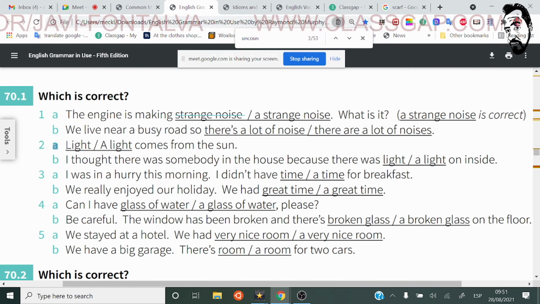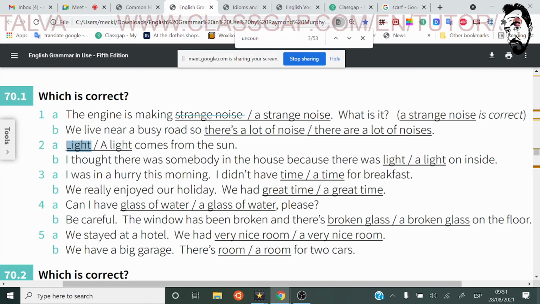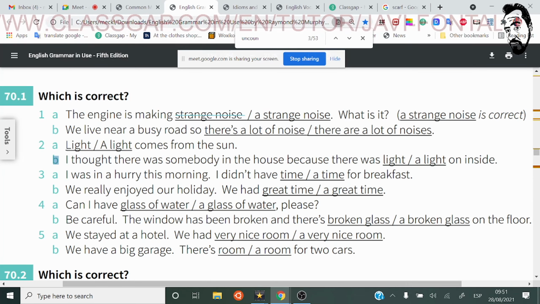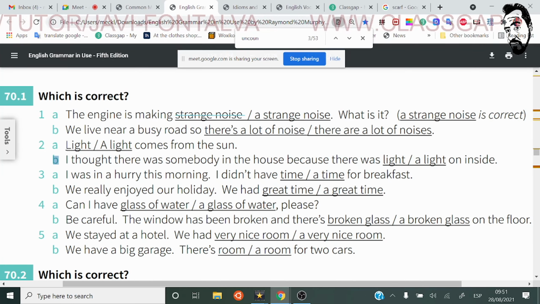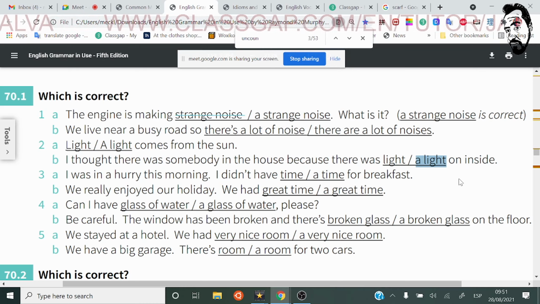Light comes from the sun. So here again we talk in general. And 2B. I thought there was somebody in the house because there was a light on. Exactly. A light. Here we talk about a specific light. So that's why we say a light.